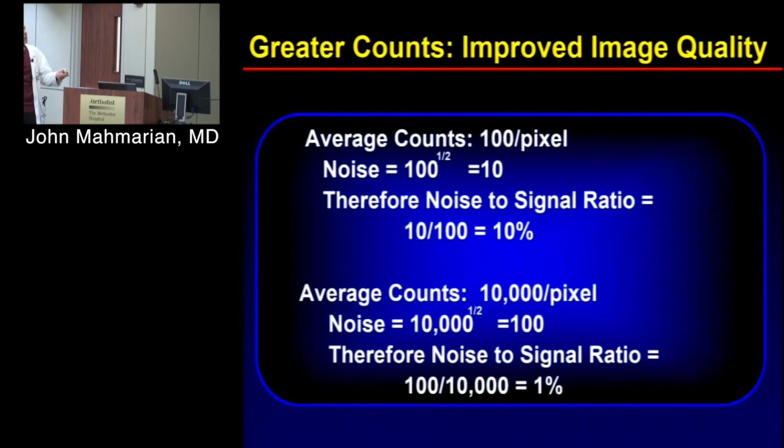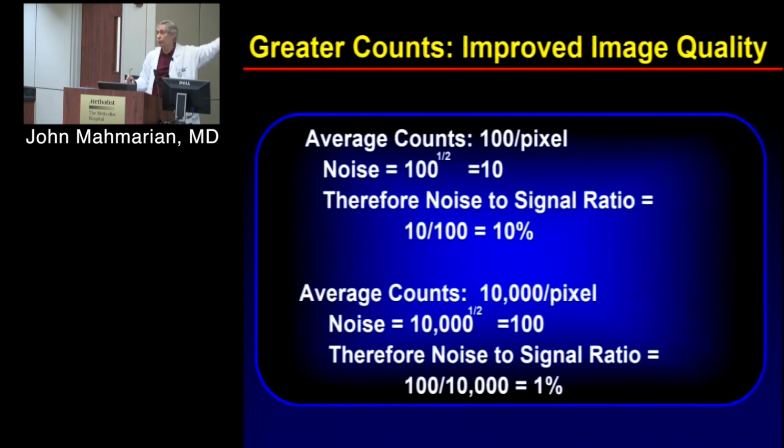Just an example. If you have 100 counts, the square root of 100 is 10. So the noise to signal ratio would be 10%. You'd have a noise of 10 and a signal, which is the number of counts, of 100. That's a lot of noise, 10% noise. Now look what happens if you have 10,000 counts per pixel. The square root of 10,000 is 100. So now you have 100 divided by 10,000, you only have 1% noise. So the more counts you acquire, the less noise you'll have.